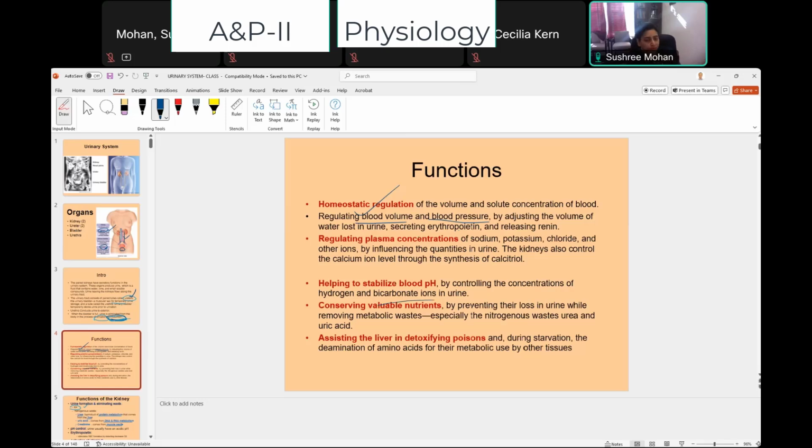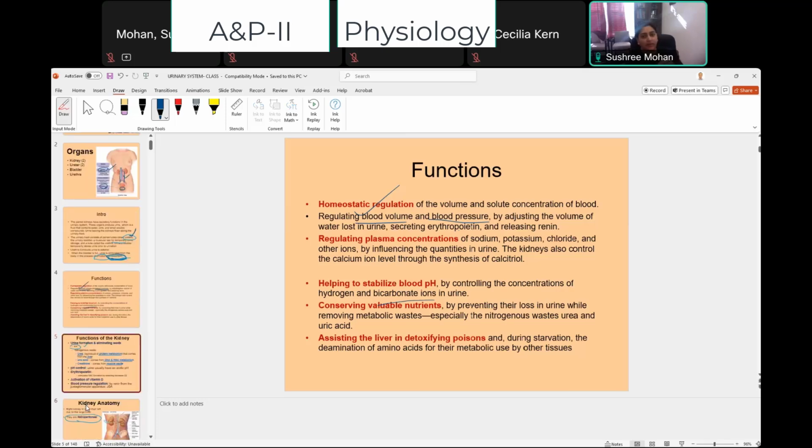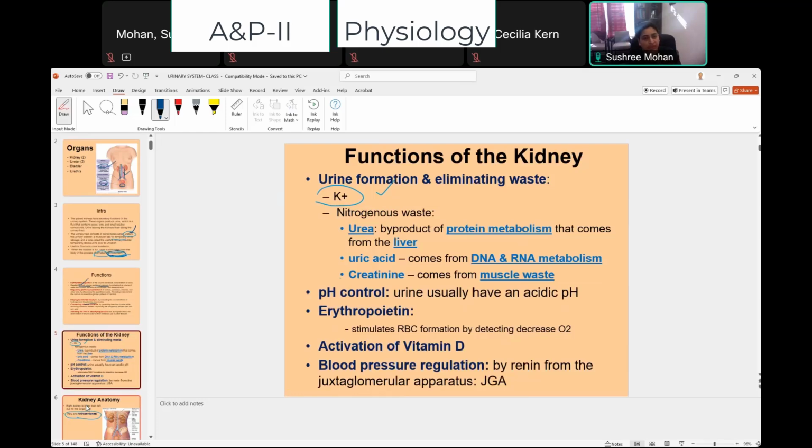They conserve valuable nutrients, that we already know. So if things are getting lost in the urine, like glucose or proteins, then you'll find that the person is beginning to show signs of disease, because there is loss of albumin in the urine, which should not be. And they assist the liver in detoxifying poisons. The liver is a great center, a chemical factory and a detoxifying center, where drugs and alcohol and chemicals and all kinds of bad substances are detoxified in the liver and dumped into the kidneys to be expelled out.